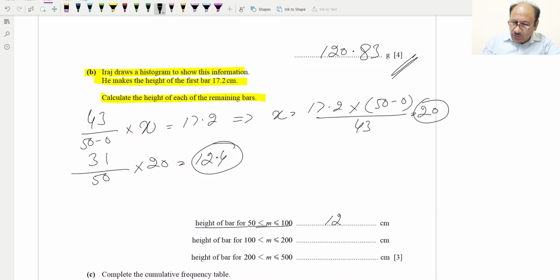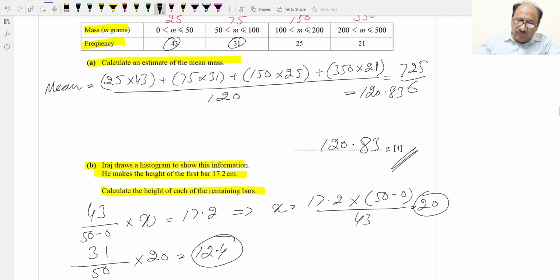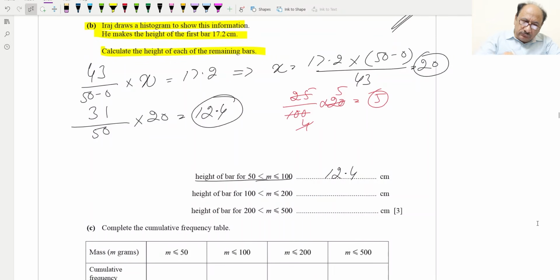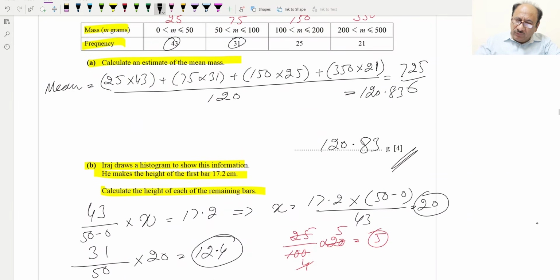So the height of the bar of 50 to 100 will be 12.4. And for the next, which is 25, we can calculate by changing color. So 25 over the class width, which will be 200 minus 100, which is 100, into 20. We can cancel 4s and 5s, so this will be equal to 5. So this will be 5 centimeters, and that is the height of the bar of 100 to 200.